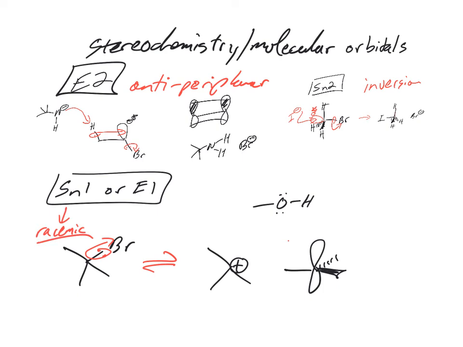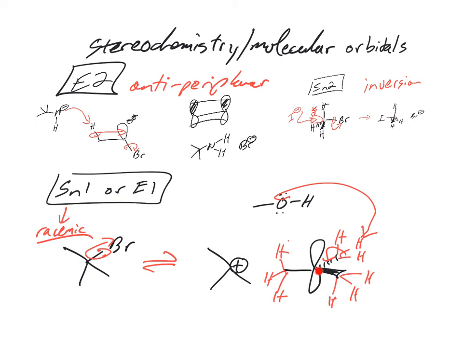And then E1 is very similar, but instead of doing a substitution, we're again just looking for beta hydrogens. So, beta hydrogens, beta hydrogens, beta hydrogens, all over the place here. And the solvent just takes one of those. In this case, it doesn't matter because they're all the same. But again, that's the stereochemical molecular picture for SN1 and E1.